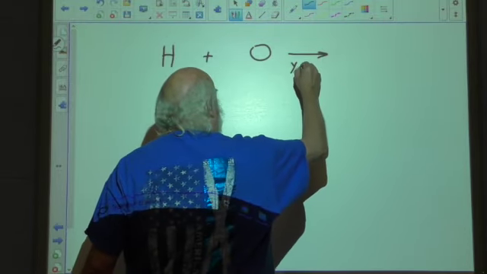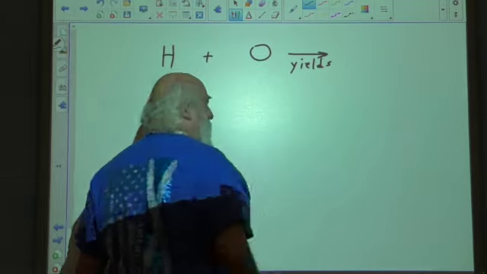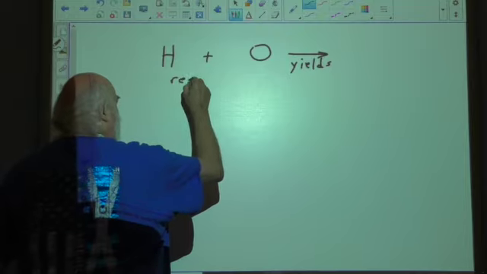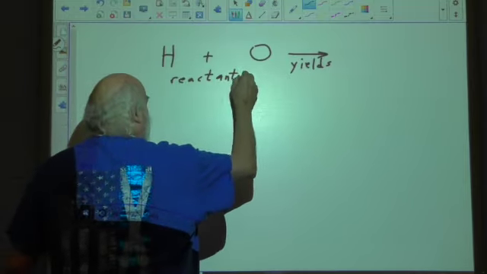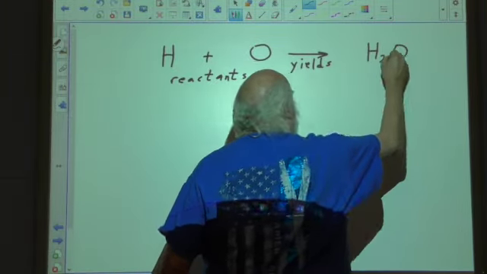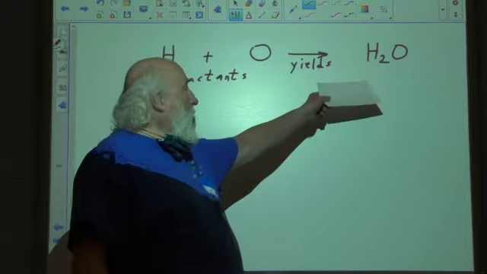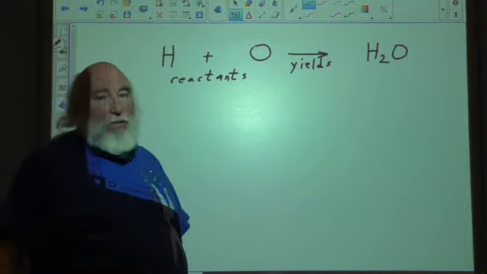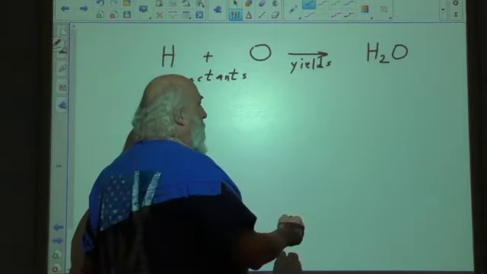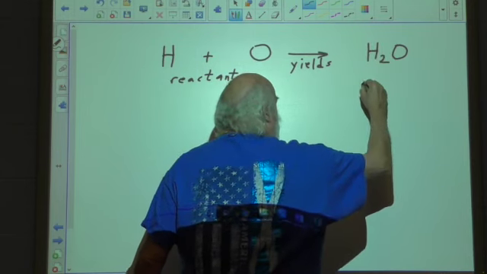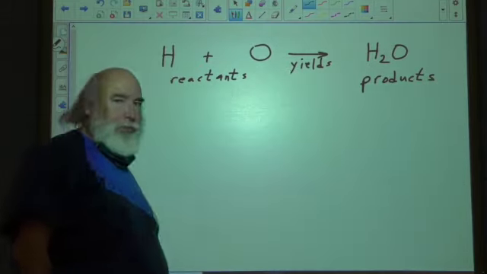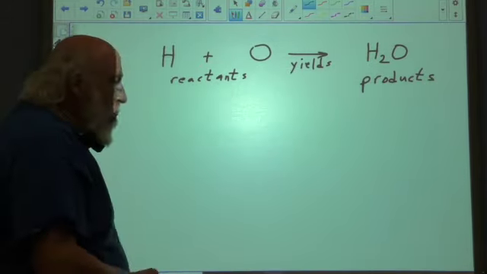This arrow right here is what we call the yields arrow. This is telling us that these things here that are colliding with each other, that we call reactants, are going to produce something. In this case, it's going to produce water. Now the little tubies, you have two atoms of hydrogen for every one atom of oxygen to create one molecule of water. Because this is being produced, we call these, anything on the right-hand side, the products.